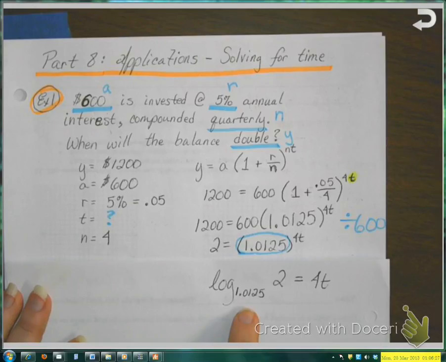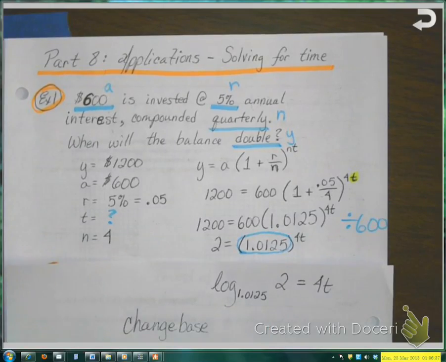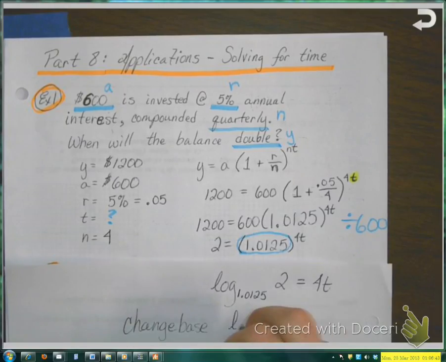Give you a big hint. We go back to part 6. Part 6 was change base. Okay? Change base. So the 1.0125 is going to go where? Top or bottom? Bottom. Base starts with B, bottom starts with B. The base goes to the bottom. Okay?